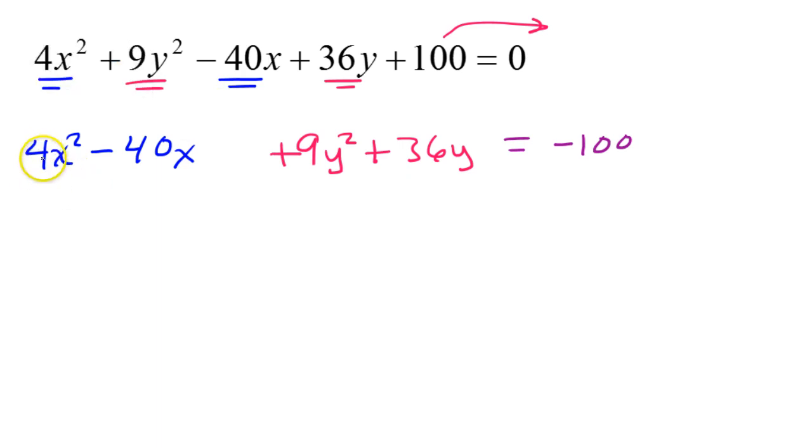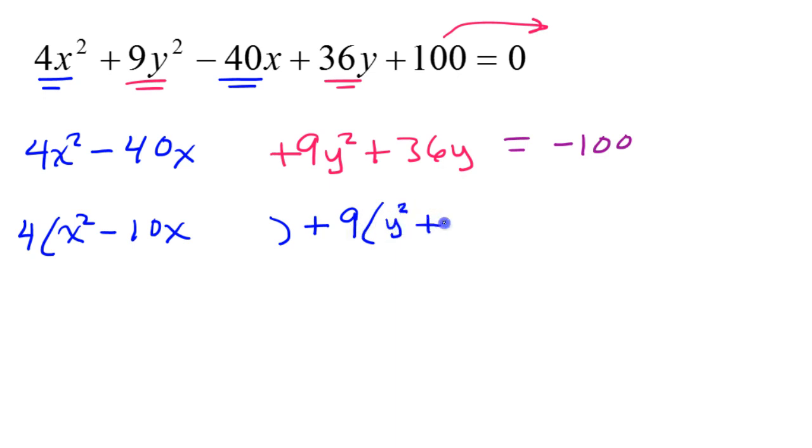Now, because I have this leading coefficient of 4 for the x terms, I need to factor that outside of parentheses. So this is going to become 4 times x squared minus 10x. Now, I need to leave a little space here in order to complete the square. Similarly, I have this 9 here in the front. I need to factor that outside of parentheses as well. So that's going to become 9, and then y squared plus 4y. And again, leave a little space here to complete the square, equals -100.